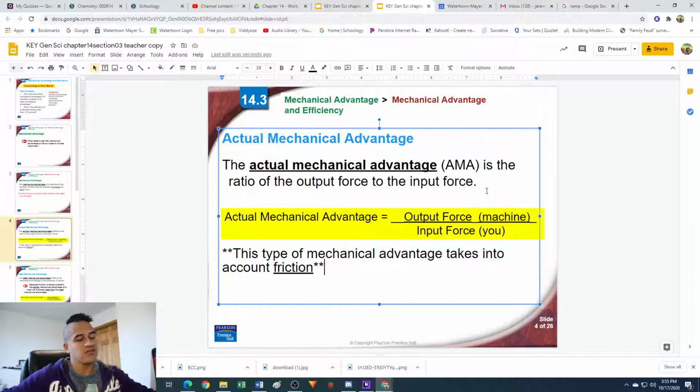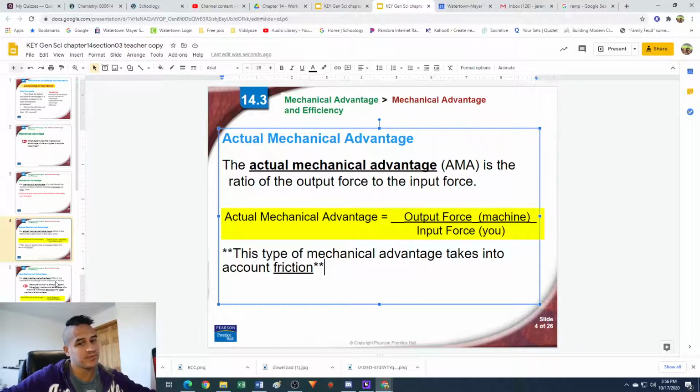So remember that friction is always going to be present whenever you are doing anything with a machine. Always. You cannot get rid of friction. So actual mechanical advantage is how much the machine is increasing your force by when you take into account that some of that force that you're putting in is getting lost to overcome friction. Okay, that's actual mechanical advantage.